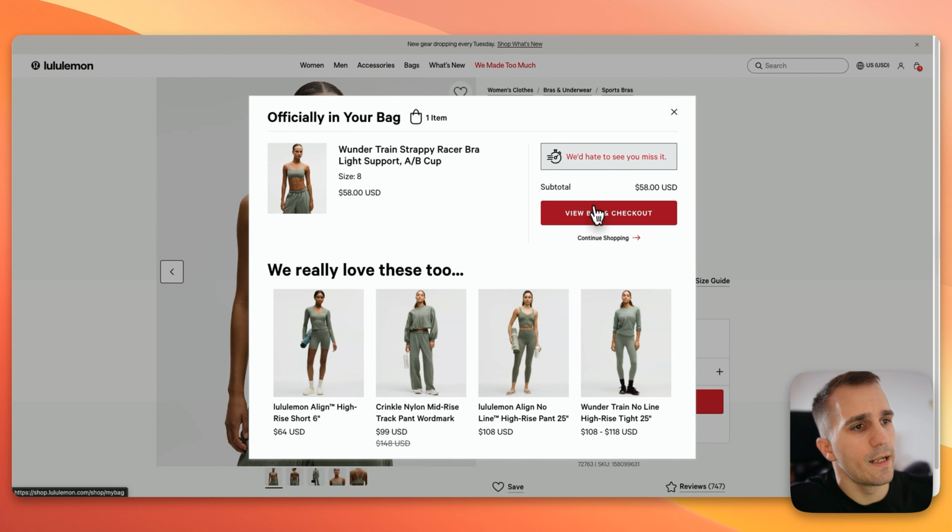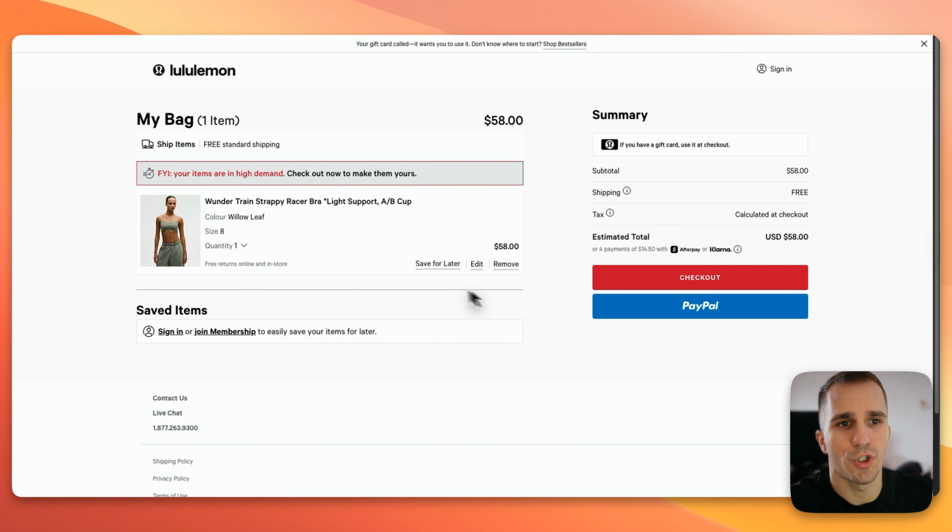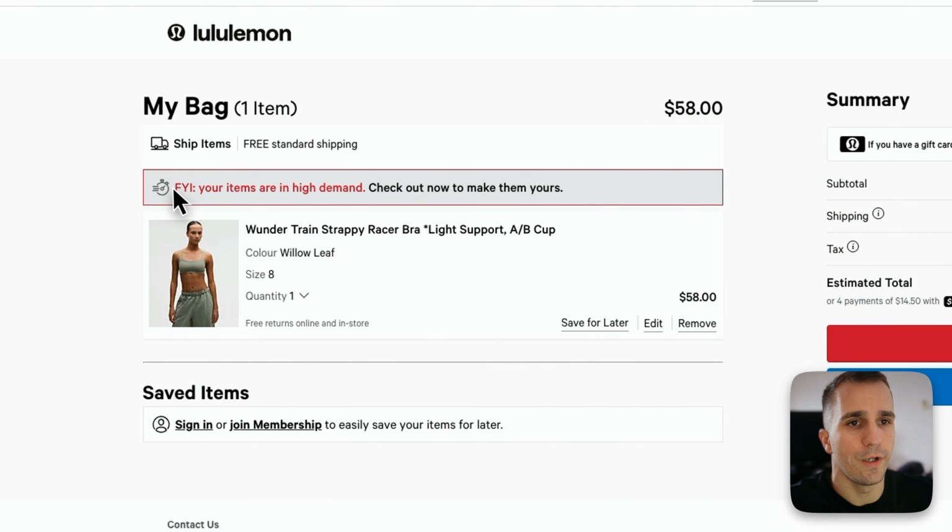So when we click on view bag and go to the checkout, here on their checkout as well, you can see "for your information, your items are in high demand, check out now to make them yours." So once again, they communicate that urgency without being too pushy, without being too aggressive. And just having this element is going to help all these people that usually postpone things in their life to now place the order, and it's just going to increase your conversion rate.